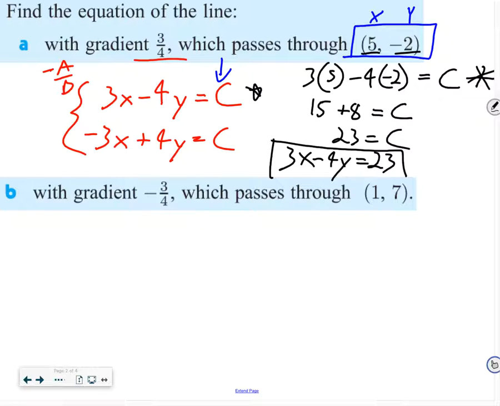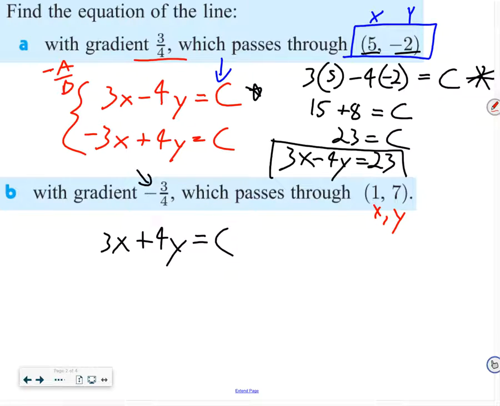Let's see this when you have a negative gradient. So when you have a negative gradient, we're going to get 3x plus 4y. So we don't have the negative there, which passes through the point of 1, 7. So again, 1, 7 here. This is my x. This is my y.